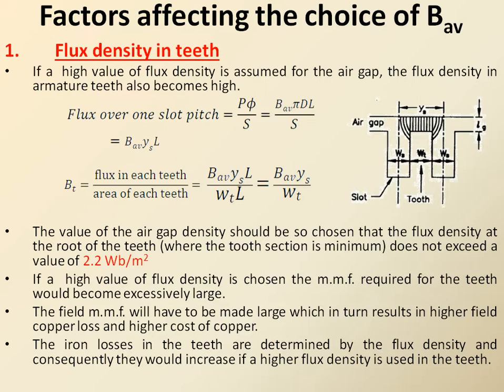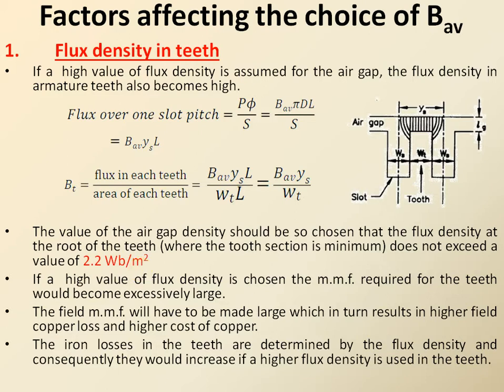In order to avoid all these unwanted effects due to a large value of specific magnetic loading, the value of B average, that is the specific magnetic loading, will be fixed in such a way that the value of flux density in teeth, where the teeth section is minimum, will not exceed 2.2 Weber per meter square. That is, you have to choose a particular value of specific magnetic loading in order to ensure that the value of Bt, where the tooth section is minimum, will never exceed 2.2 Weber per meter square.